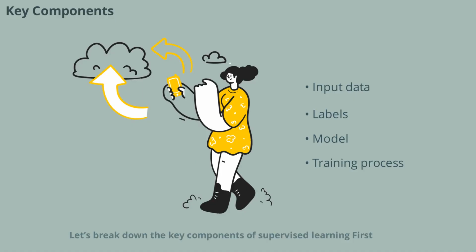Let's break down the key components of supervised learning. First, we have the input data, which consists of features or attributes that describe each example. Next, there are the labels, which are the correct answers or outcomes for each example. The model is the algorithm that learns the relationship between the inputs and the labels. Finally, there's the training process, where the model adjusts its parameters to minimize errors and improve accuracy. Understanding these components is crucial before we move on to practical examples.